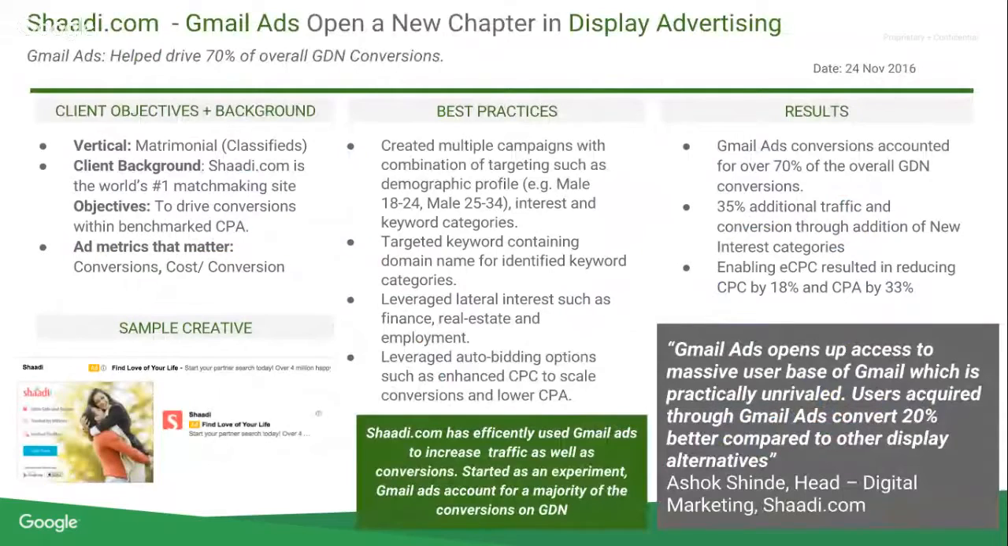And this is, again, one of the very famous success stories for Gmail ads. Shaadi.com also happens to be an extremely popular matrimony site which has presence across the globe, happens to be the world's number one matchmaking site. It uses a combination of keyword and interest targeting alongside demographic profiling of its users. Now, when they ran Gmail ads on auto bidding, they noticed over 70% of the conversions that they were receiving on Google Display Network were actually coming from Gmail ads.